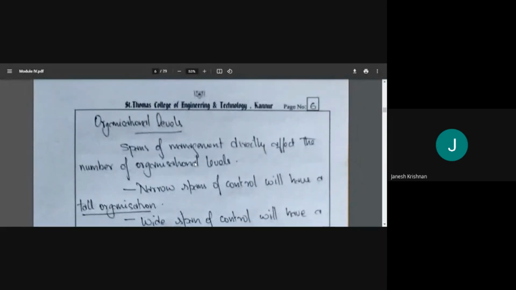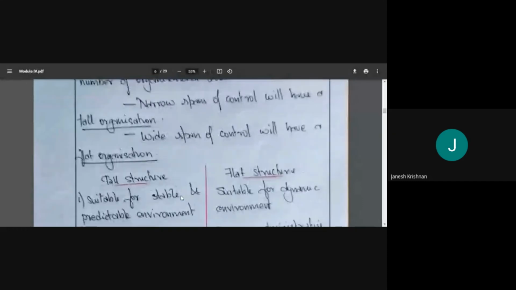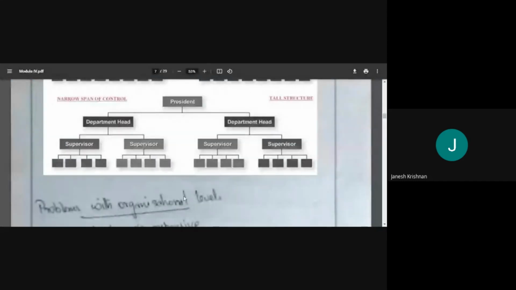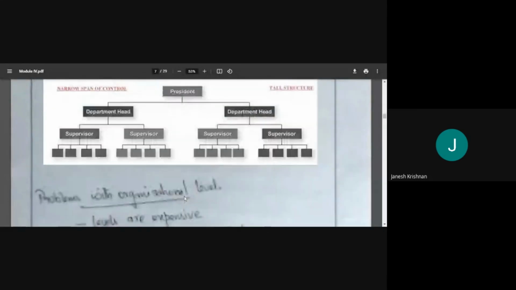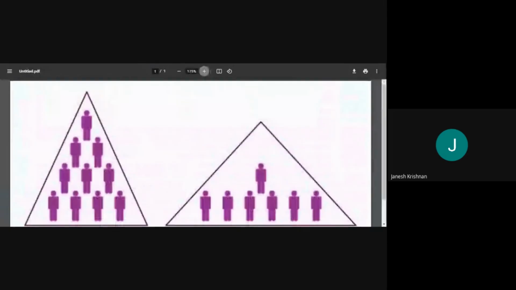Organization levels exist because there is a limit to how many persons can be supervised by one single person. So basically, there are two types of organization. A narrow span will have a tall organization, and a wide span will have a flat one. So this figure will be tall, and the second one will be flat.